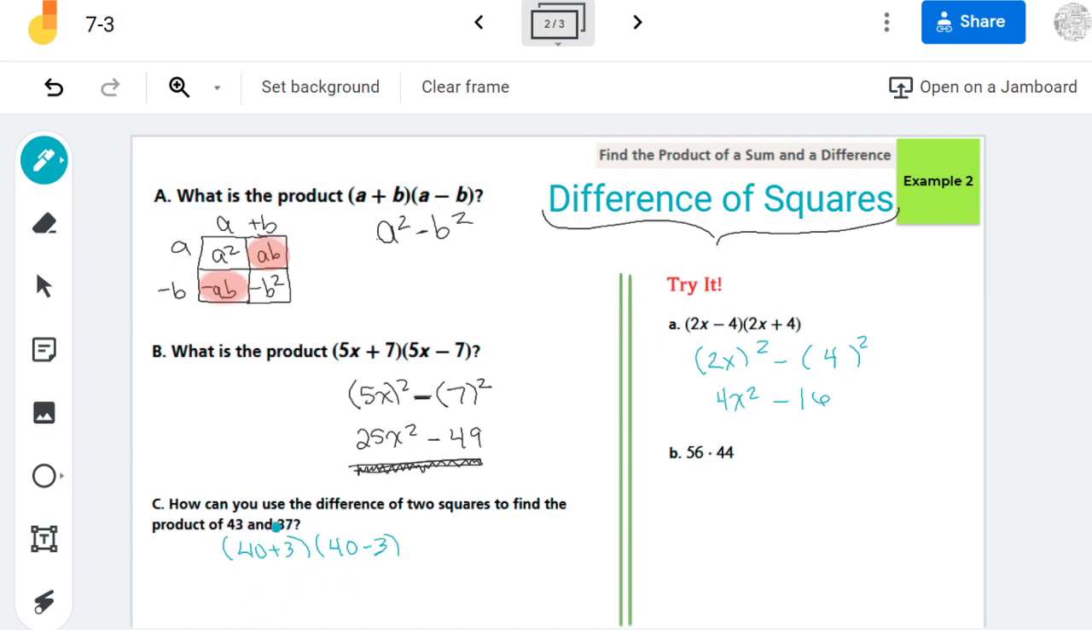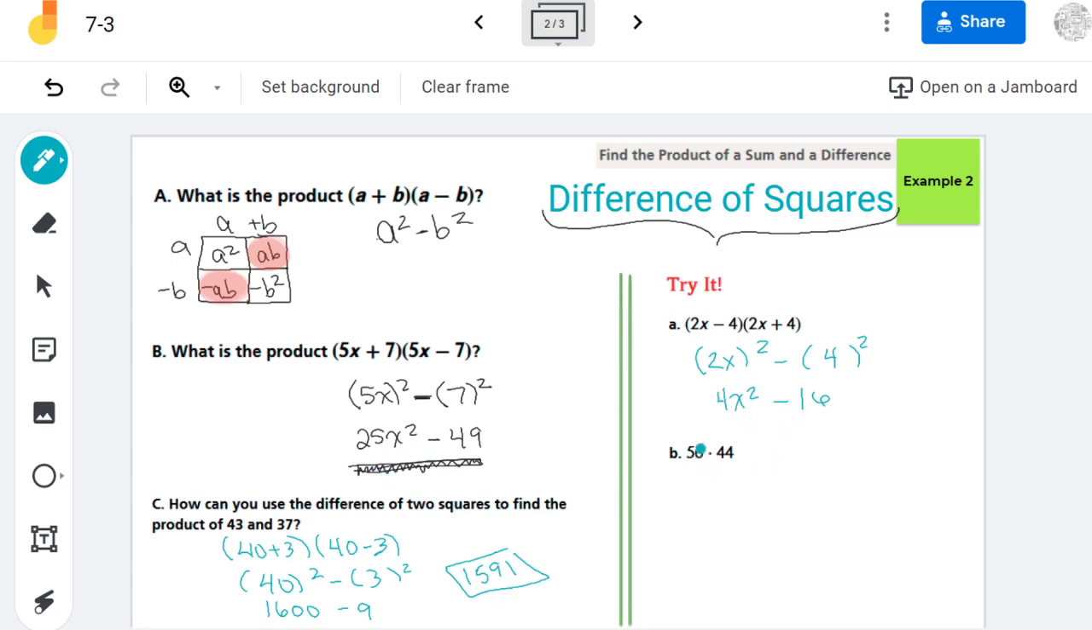And so to multiply these two together, all that I would do is a squared minus b squared. So I would do 40 squared minus 3 squared. So 40 squared is 1600, 3 squared is 9, so this would be 1591. Kind of cool, but then kind of.